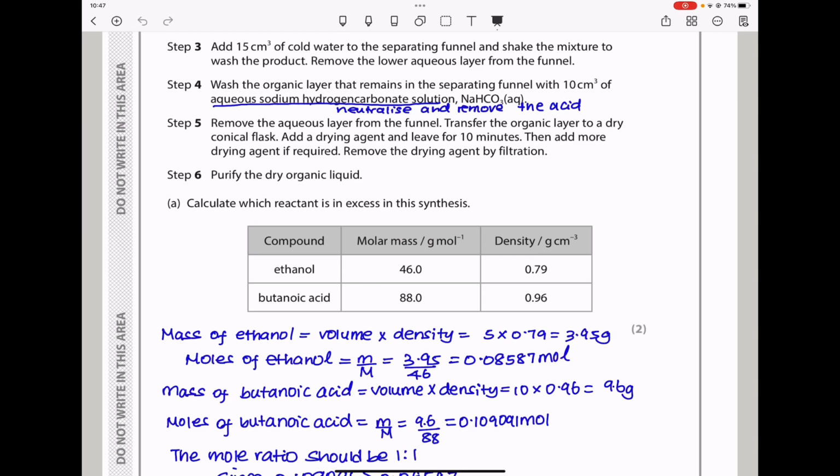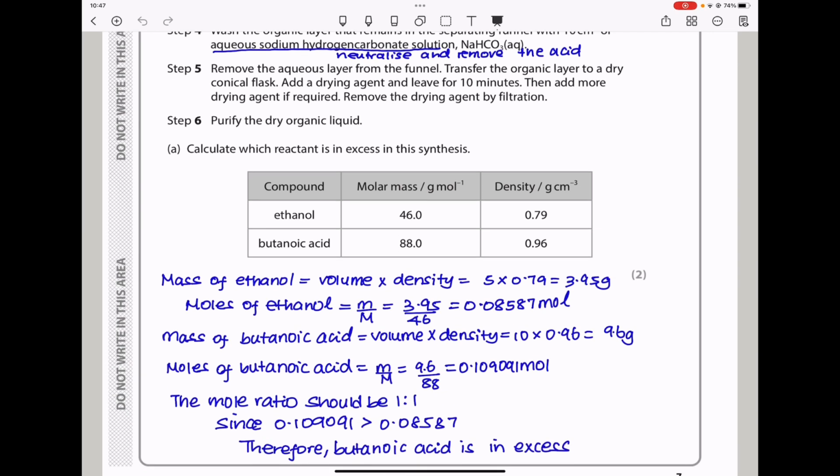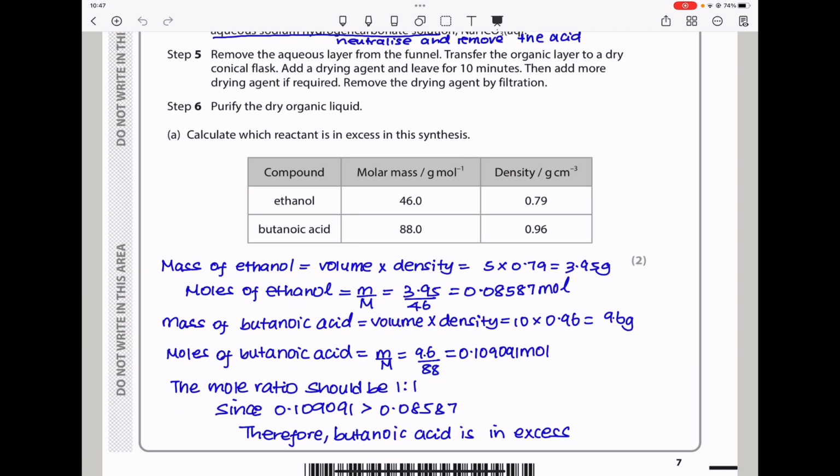Now that we know the moles of ethanol, we can find the moles of butanoic acid. So mass is density times volume, which is 10 times the density, which is 0.96. We get 9.6 grams. The moles are going to be 9.6 divided by 88, which is the molar mass, and we get 0.109091 moles. These react in a mole ratio of 1:1. We can see the ratio is going to be that to that, and these moles are way higher than those moles, so we can say butanoic acid is going to be in excess in comparison to ethanol.